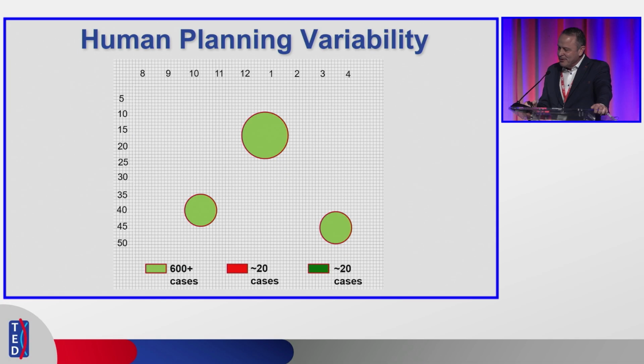These are my disclosures. There's quite a bit of human planning variability when it comes to fenestrated aortic repair. This is a slide that I made several years ago. If you look at this particular case, this was a perfectly planned case. I went back and mapped it out with the clock positions on the top, and the length of the fenestration from the fabric edge on the x-axis. That's with 600 cases of experience.